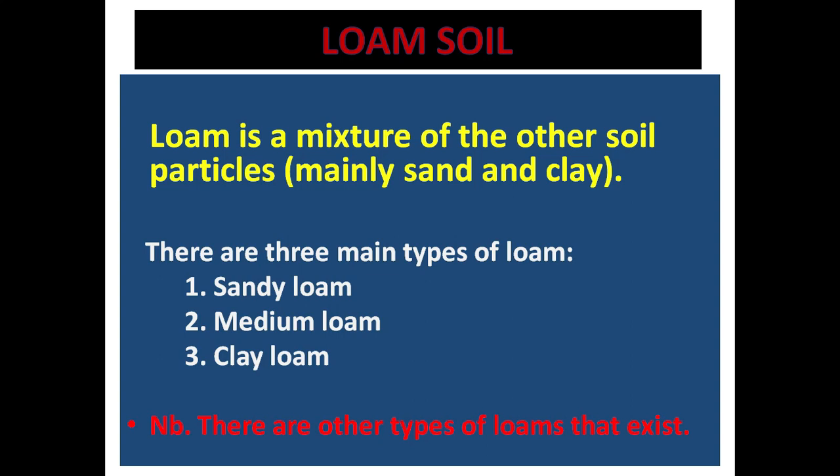So note, briefly, there are other types of loams that exist. Not only these 3 that are listed on this slide, but there are actually other types of loam that exist. But we are going to look at these 3. So let's go into it. There are 3 main types of loam. Number 1, we have sandy loam, number 2, medium loam, and number 3, clay loam. And the names and definitions of those are determined by just a mixture of sand and clay alone. All right.